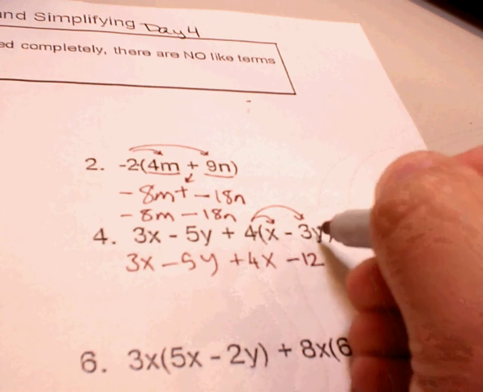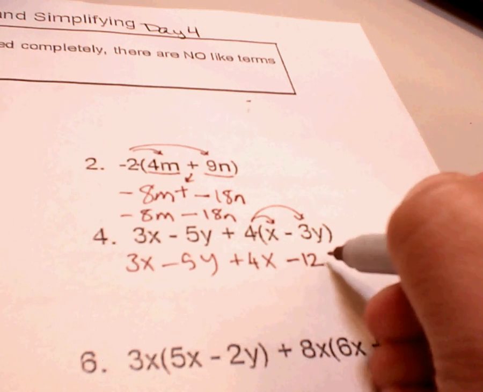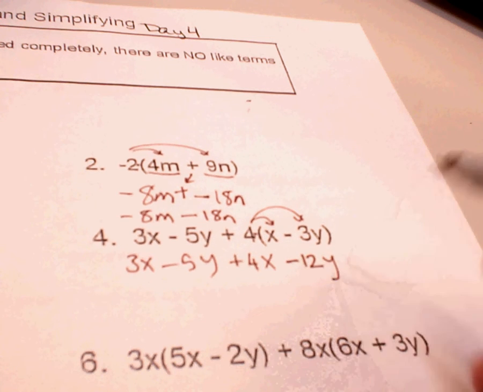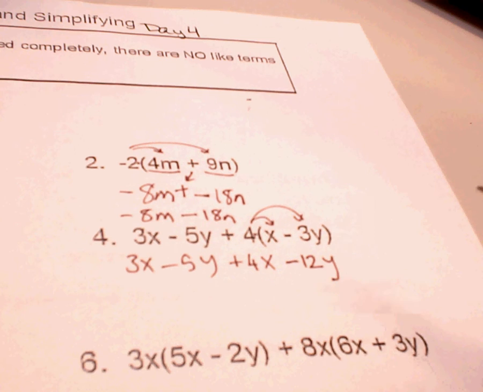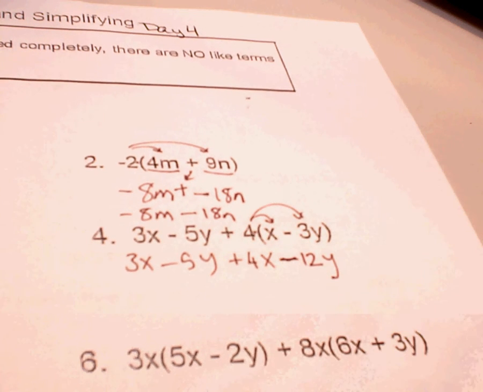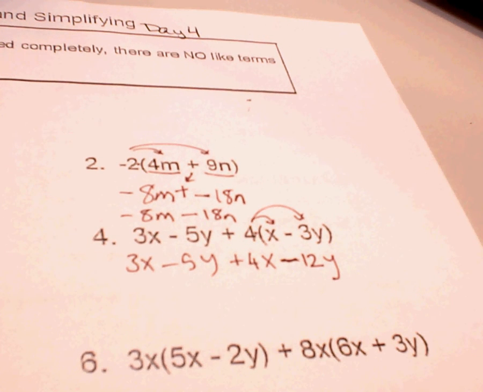and 4 times 3y is negative 12y. Adding a negative is same as writing subtraction, so from now on I'm just going to use my subtraction sign after I find that the term has to be negative.